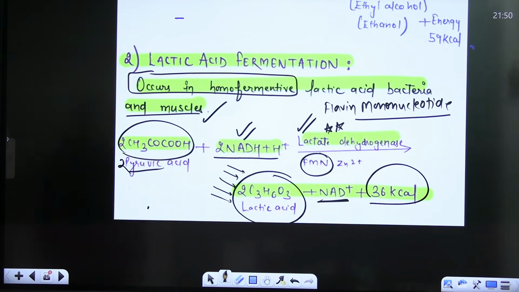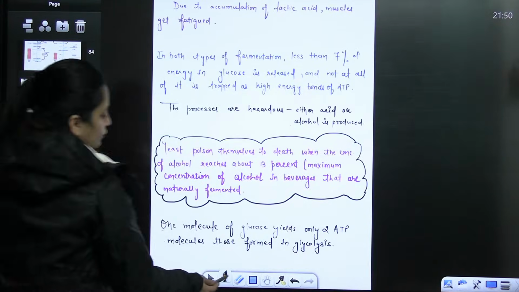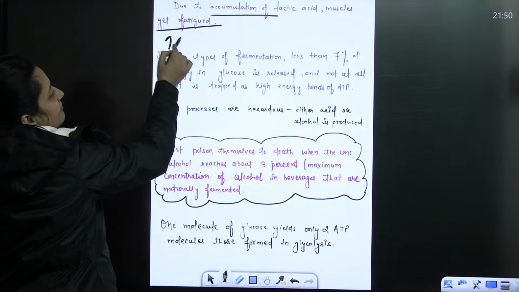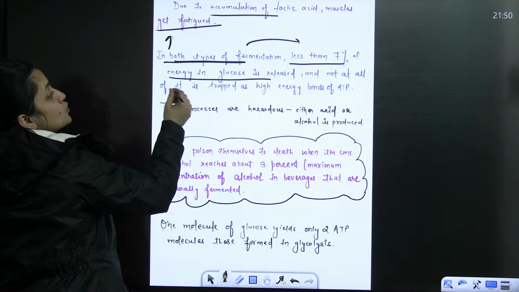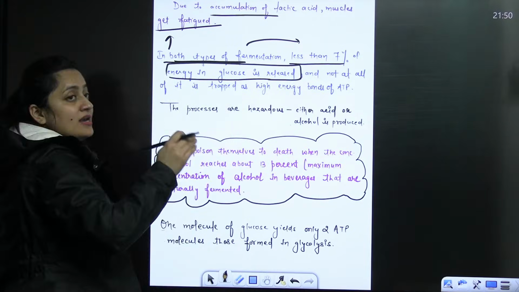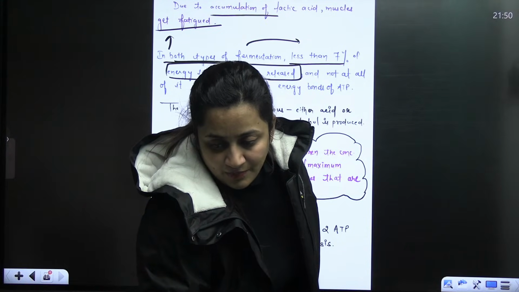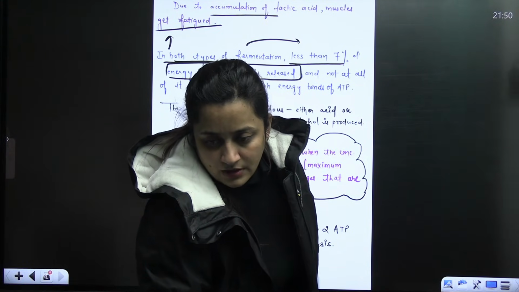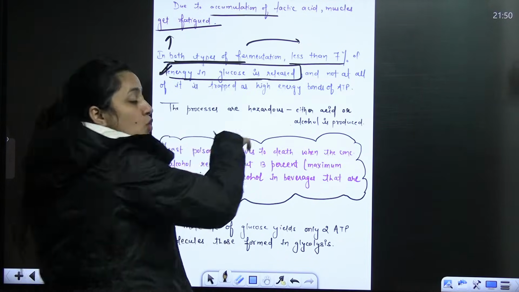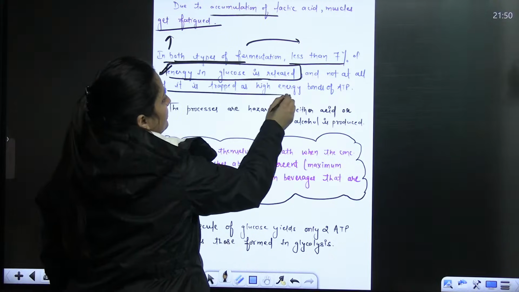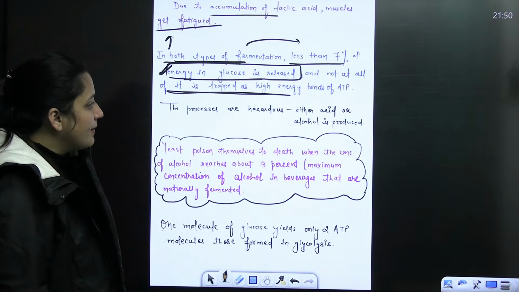Done? So this is the lactic acid fermentation. Now due to the accumulation of lactic acid, muscles get fatigued. In both types of fermentation, less than 7% of energy in glucose is released. Imagine it's not 7% less than aerobic respiration. No, it is not. Less than 7% of the energy in the glucose is released, and not all of it is trapped in the form of ATP. Am I clear?